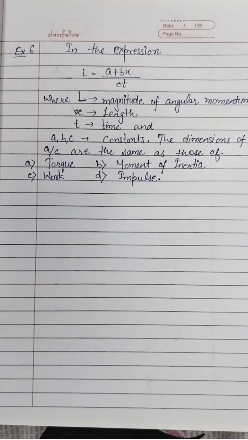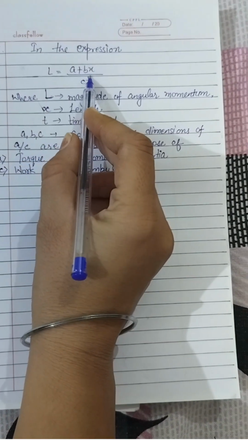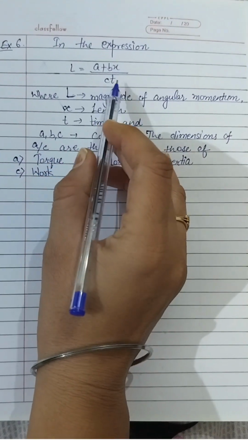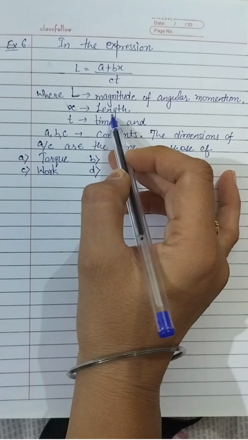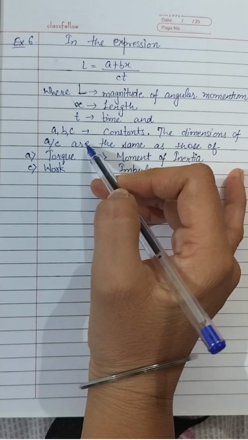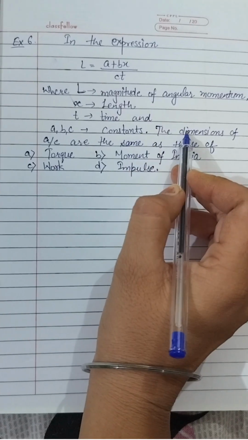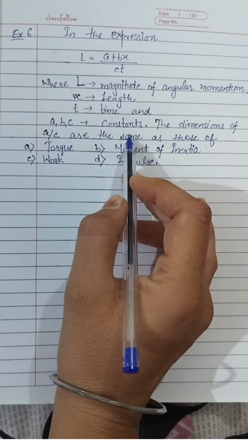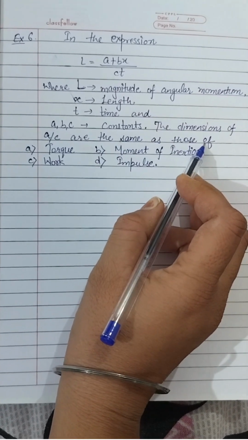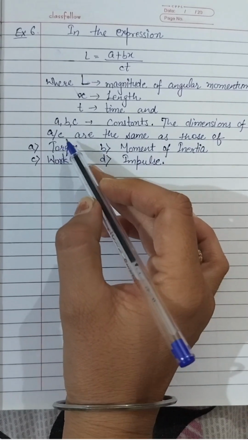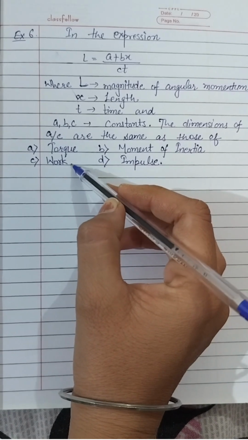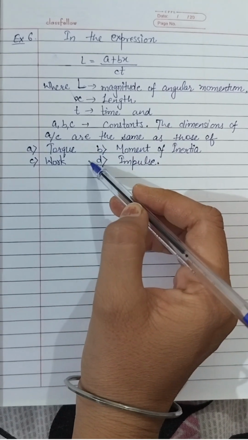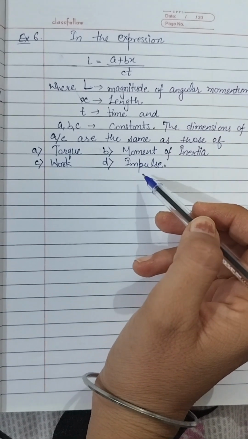Here we talk about example number 6. In the expression L is equal to A plus bx by ct, where L is the magnitude of angular momentum, x is length, t is time, and a, b, c are constants. The dimension of a by c is the same as those of: torque, work, moment of inertia, or impulse.